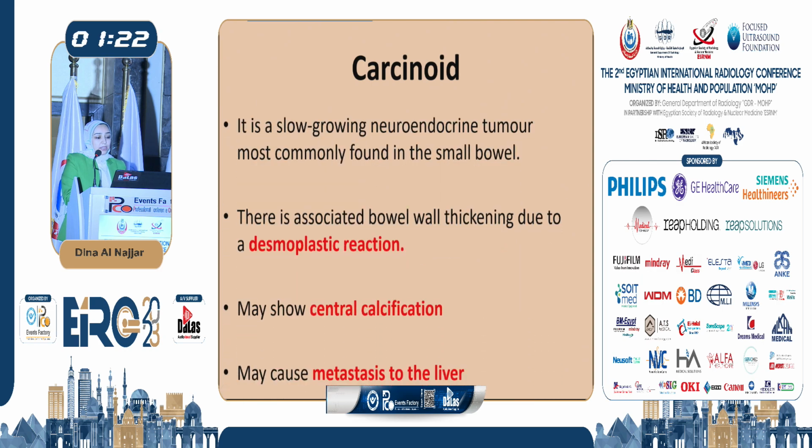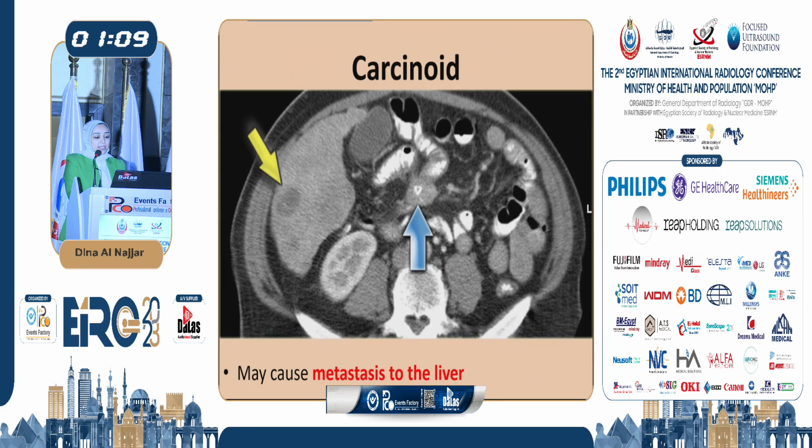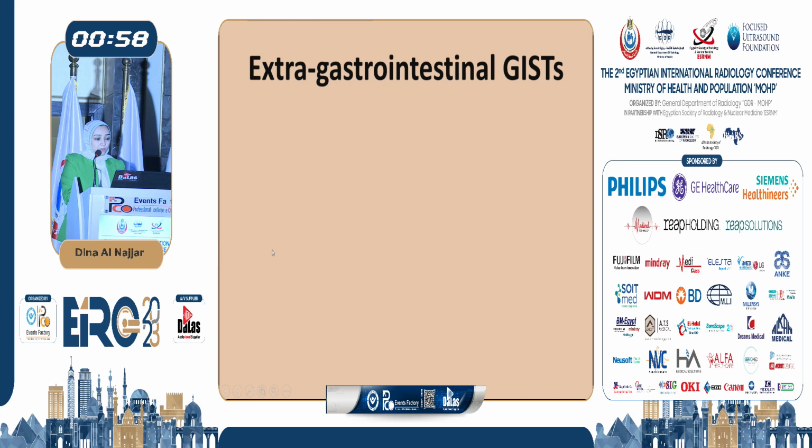Carcinoid. It is a slow-growing neuroendocrine tumor, most commonly found in the small bowel. Associated bowel wall thickening may occur due to a desmoplastic reaction and may show central calcification, and it may metastasize to the liver. This is a case where we can see a soft tissue lesion with a desmoplastic reaction and central calcific focus, and we can also see the hepatic deposits, so this is a case of carcinoid.